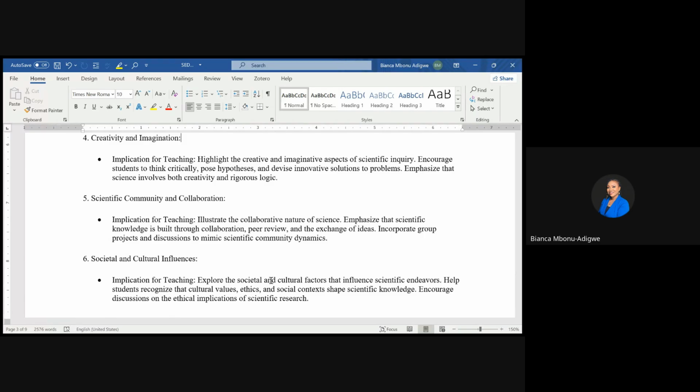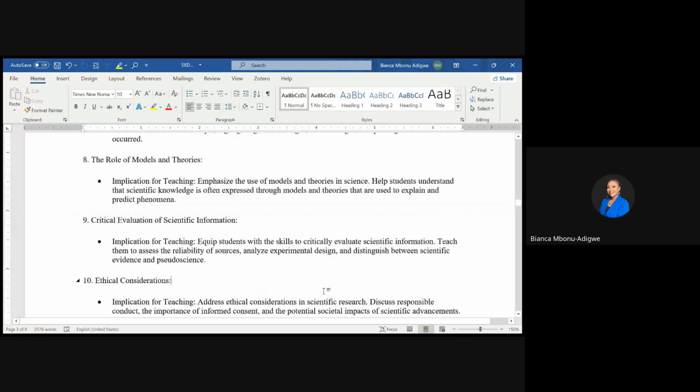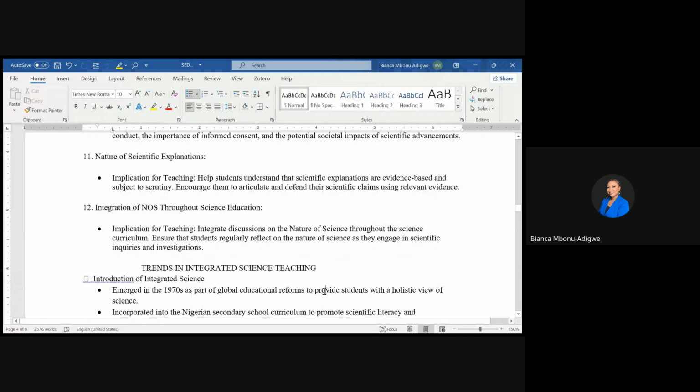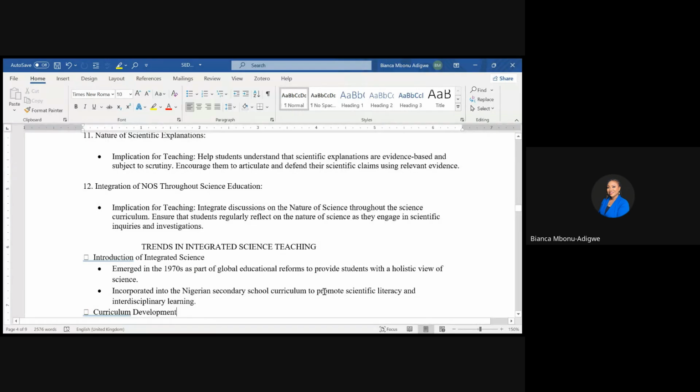Okay, so we also have societal, of course, we talked about science, tech, and society. So you should know that. So there are others here that I will send to you later. I just mentioned a few so that we can go. I want us to leave by 8:30.